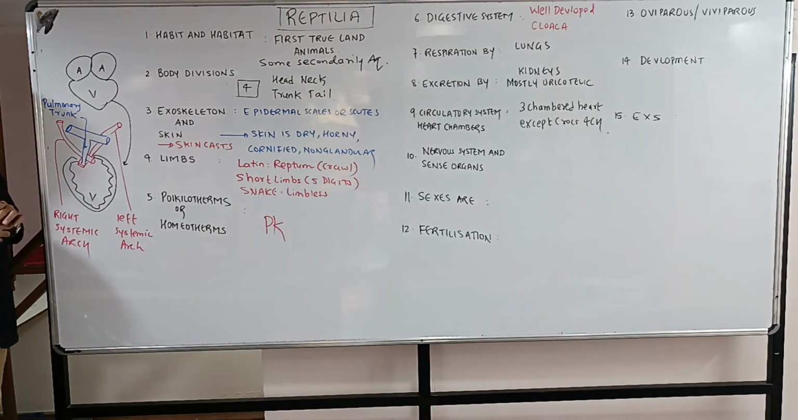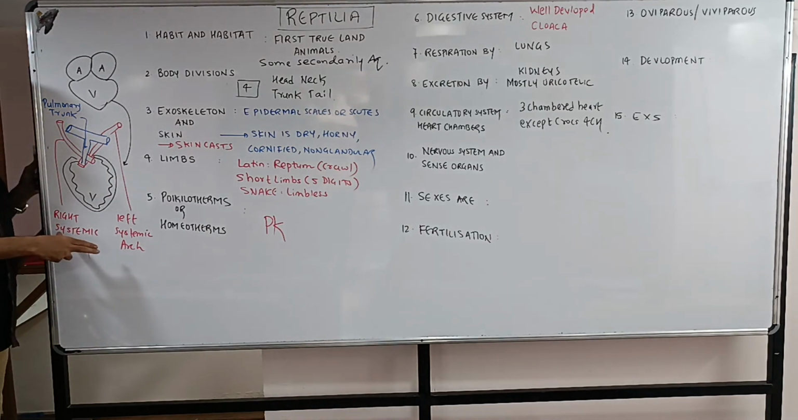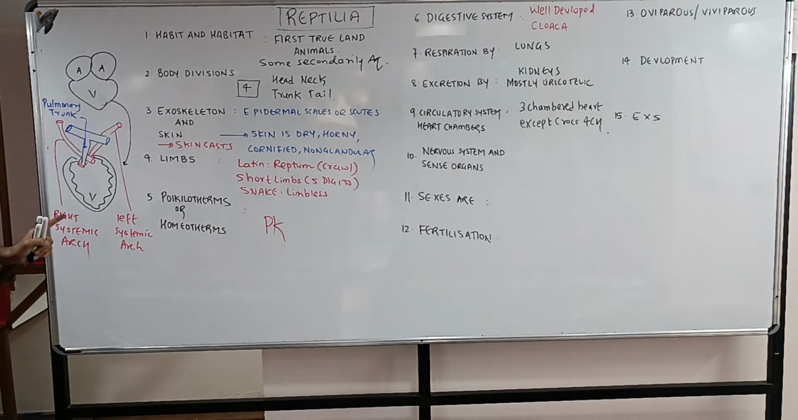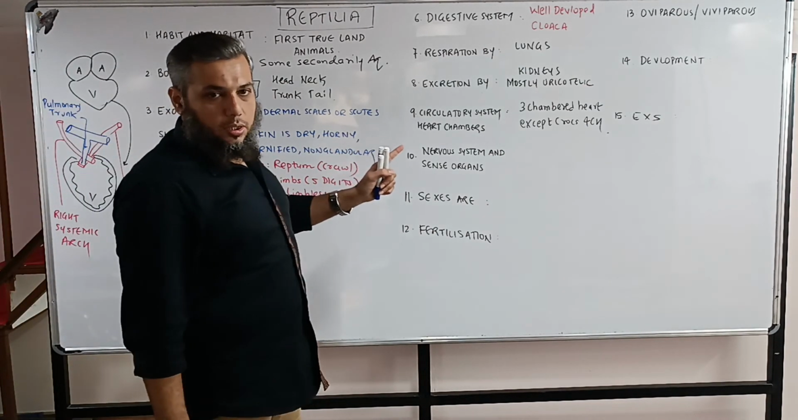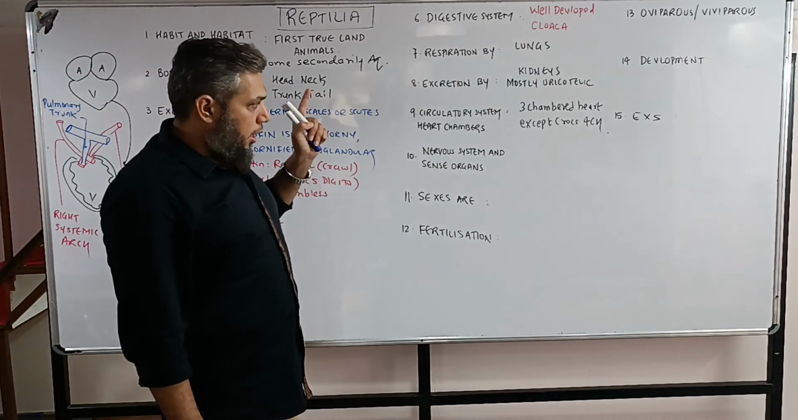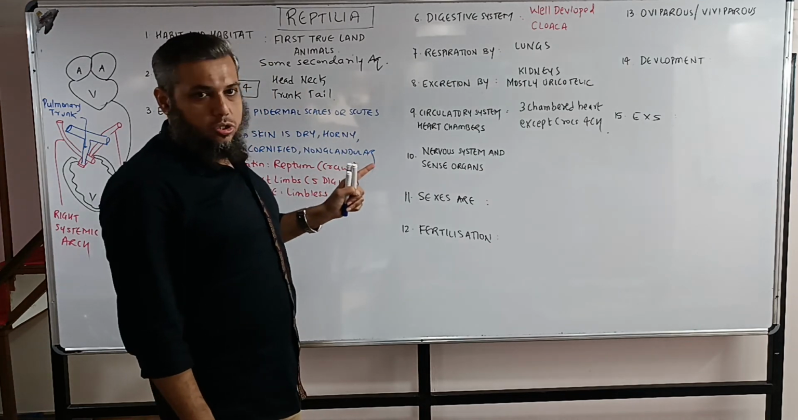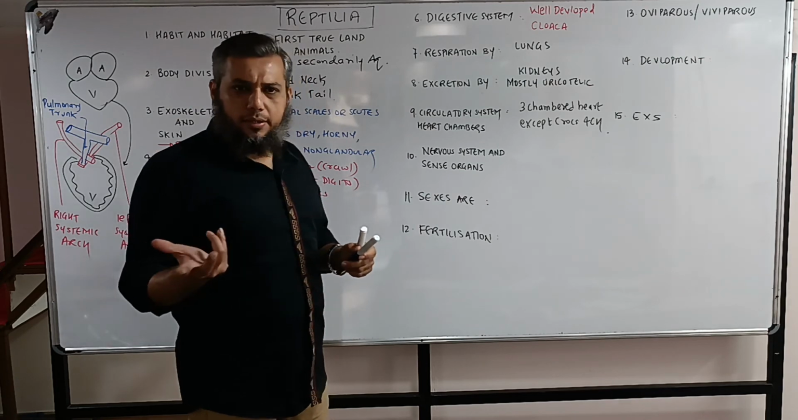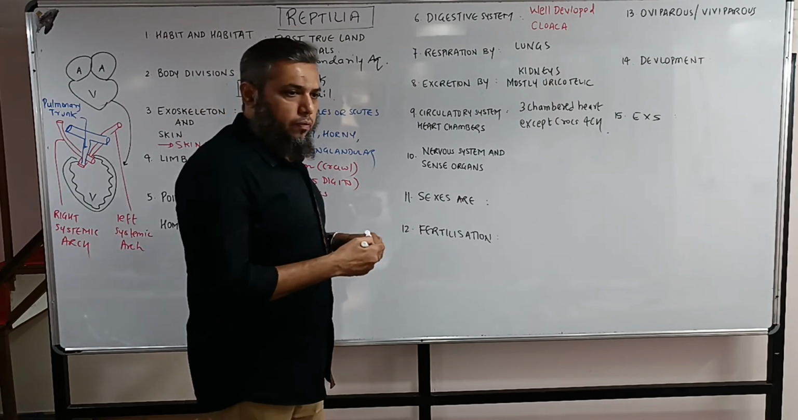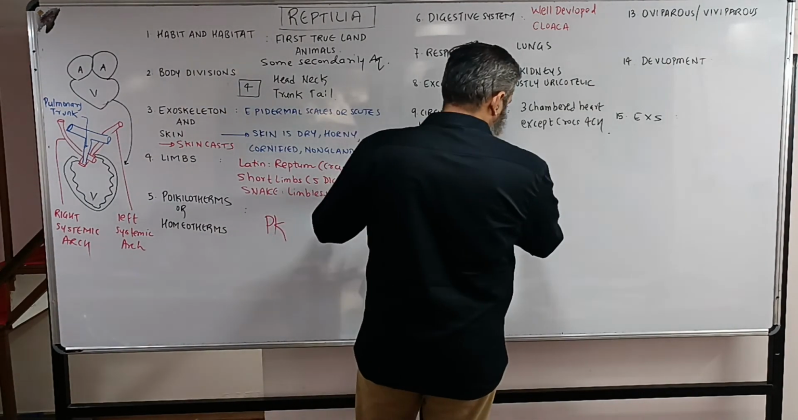Who has this? Reptilia. Right? Let's move ahead. So how is the heart? 3 chambers, except in the case of crocs, where it is 4-chambered. Nervous system: brain and spinal cord, along with external tympanum.